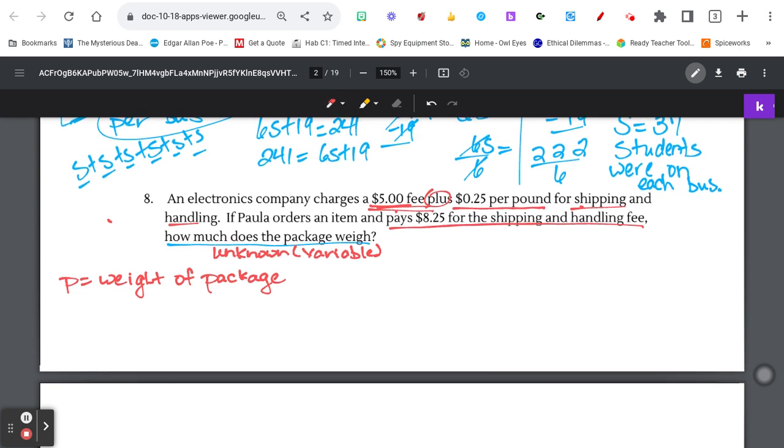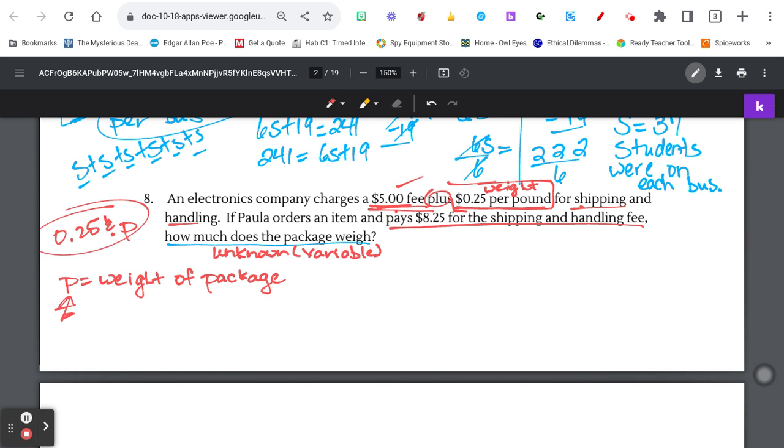Okay, electronics company charges a $5 fee. Nope, nothing about weight there. Plus 25 cents per pound. Well, pound is weight. That's weight. So I know that 25 cents and P will go together. Okay, so for every pound is 25 cents. So they might pay 25 cents times P.